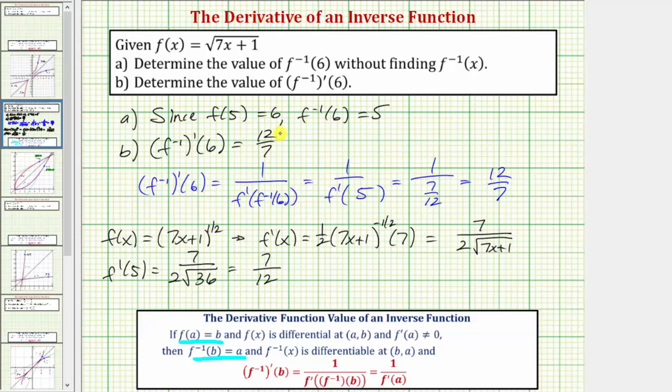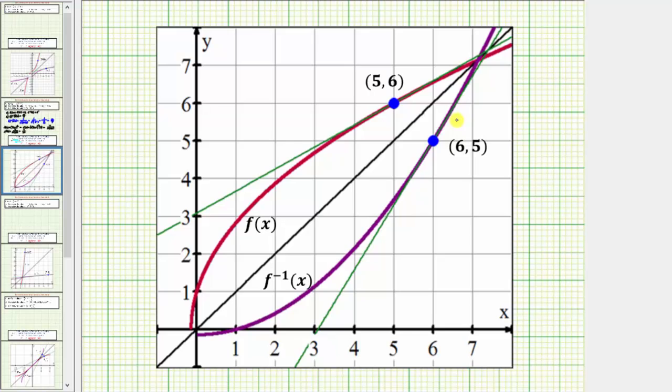So going back to our graph one last time, we just determined the slope of the tangent line to the inverse function at the point 6, 5 is equal to 12/7, which is equal to the reciprocal of the slope of the tangent line to the original function at the point 5, 6, which we found was equal to 7/12.